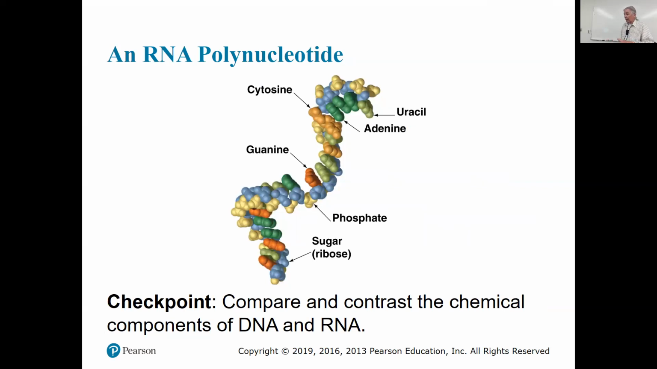So compare and contrast the chemical components of DNA and RNA. DNA has deoxyribose for sugar, and RNA has ribose. DNA has thymine, no uracil. RNA has no thymine, but has uracil. And DNA is always double-stranded. RNA can be double-stranded or single-stranded, depending upon the type of RNA we're talking about.